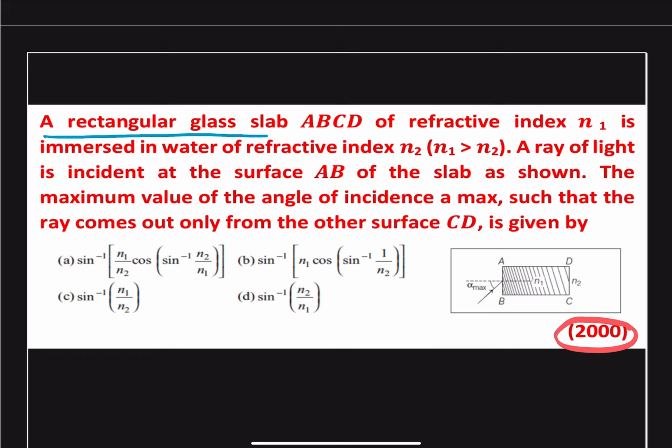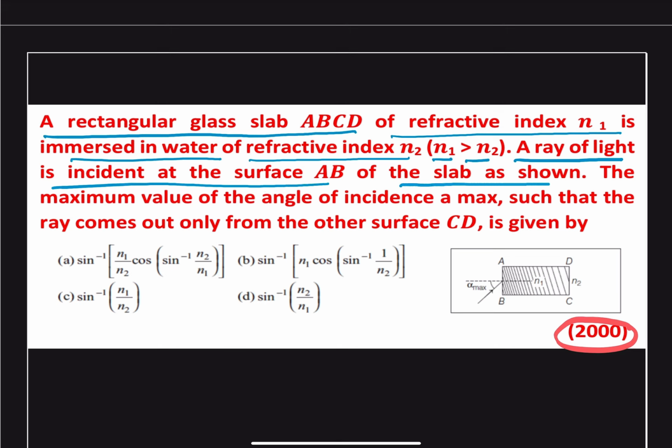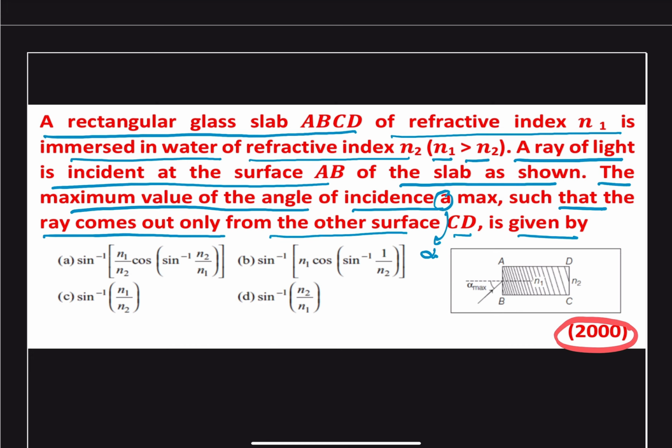a rectangular glass slab ABCD of refractive index N1 is immersed in the water of refractive index N2, where N1 is greater than N2. A ray of light is incident at the surface AB of the slab as shown. The maximum value of angle of incidence, alpha max, such that the ray comes out only from the other surface CD is given by.